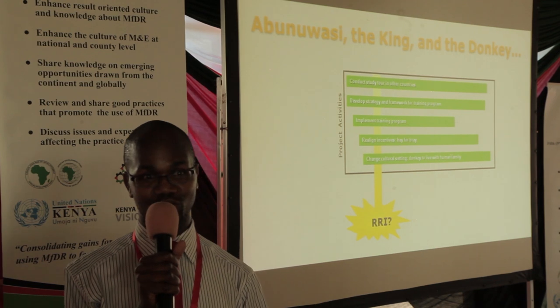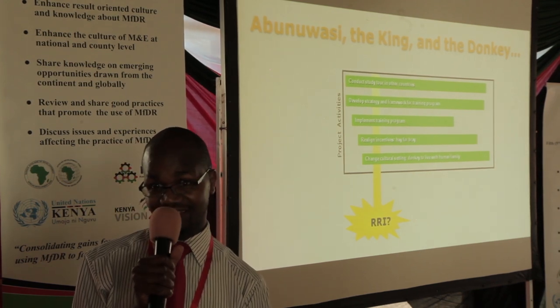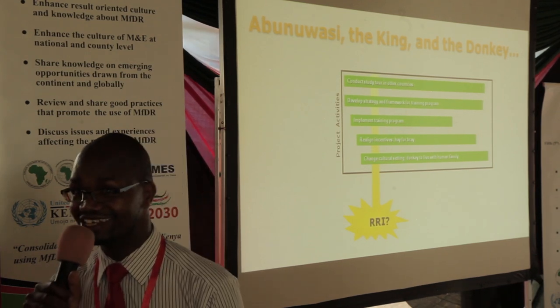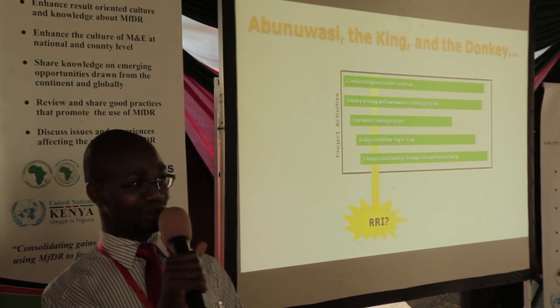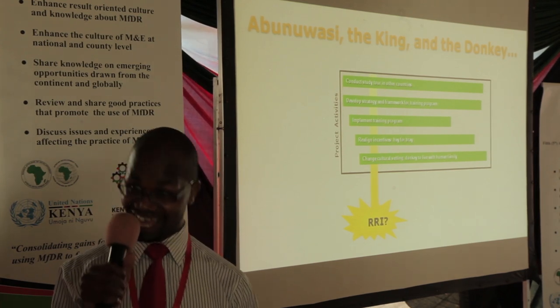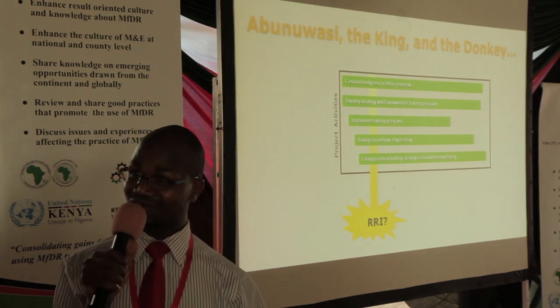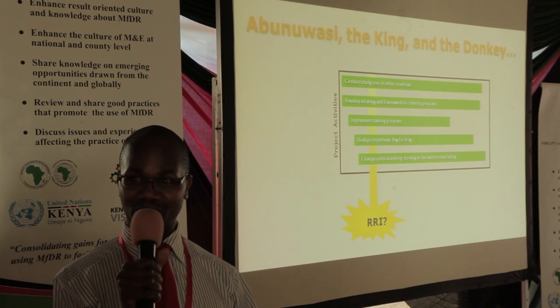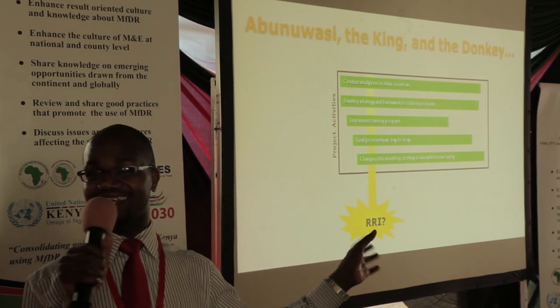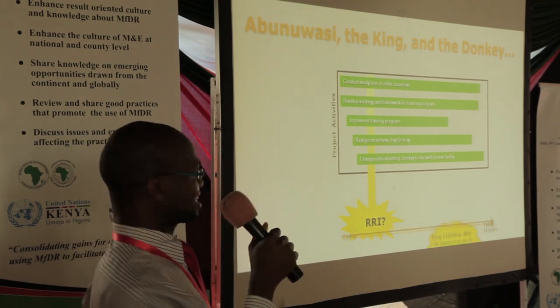The likely results, you know, that in 10 years, the donkey may die before 10 years elapse, right? In 10 years, the king may also die, Abunuwasi himself may die. At least one of them is likely to happen, and therefore, Abunuwasi may still survive, and the status quo will be maintained. Let's move on. We will tell that story another time.